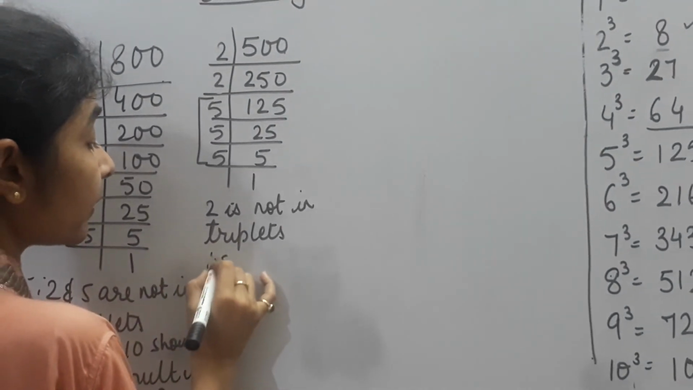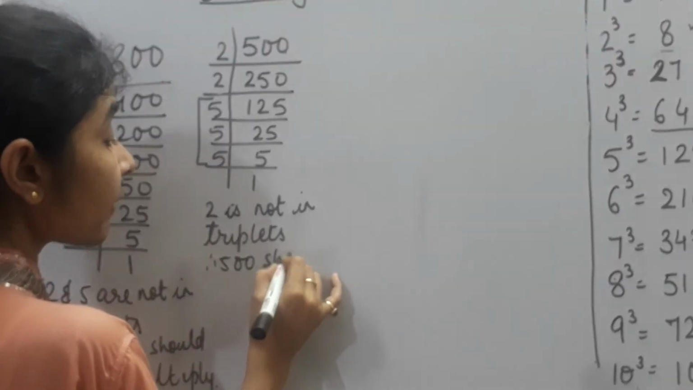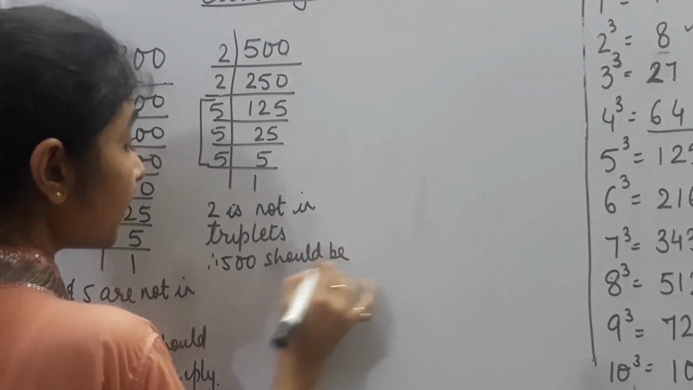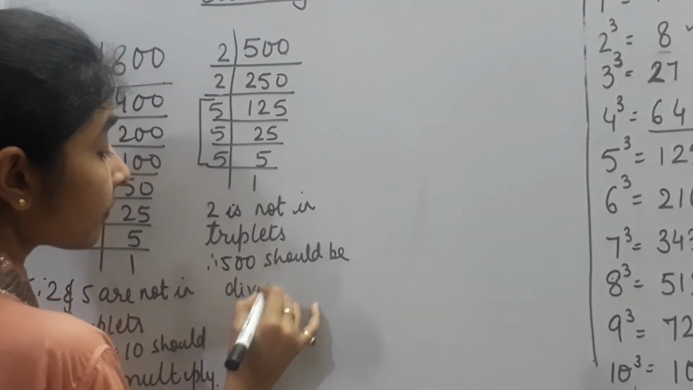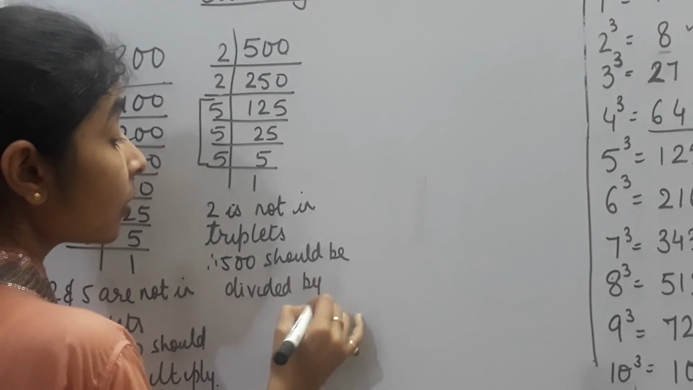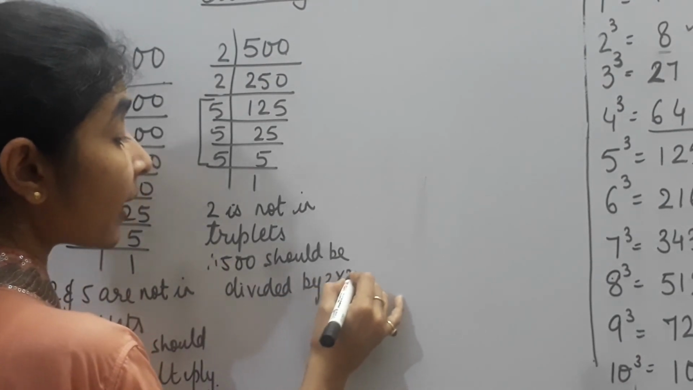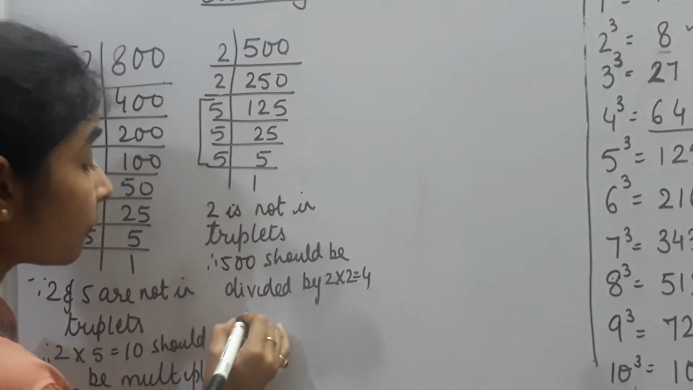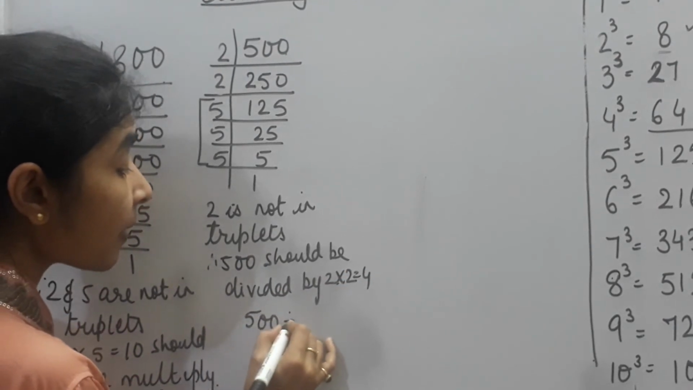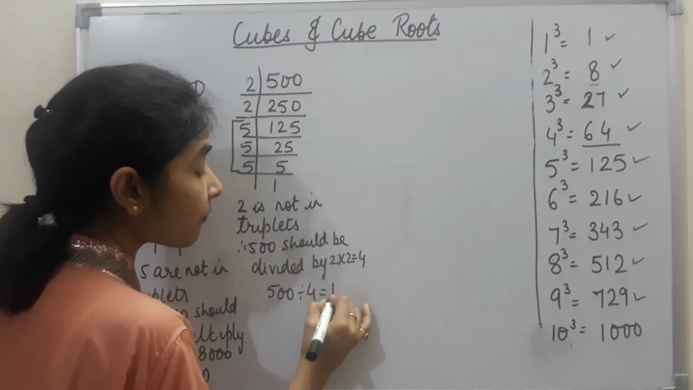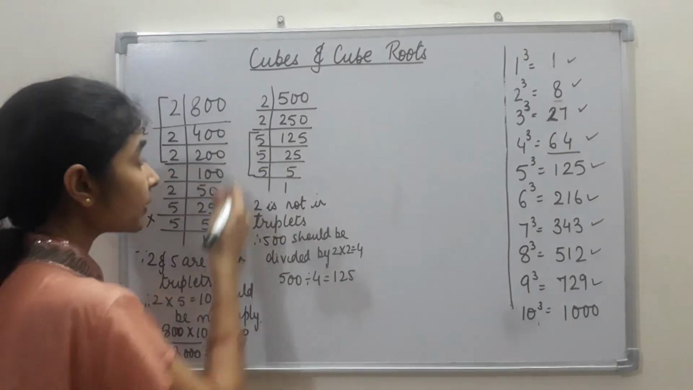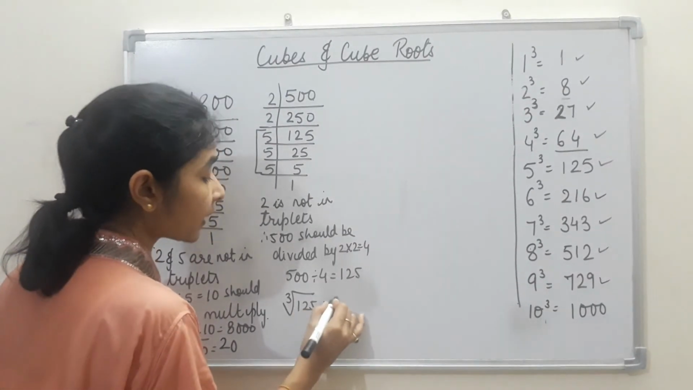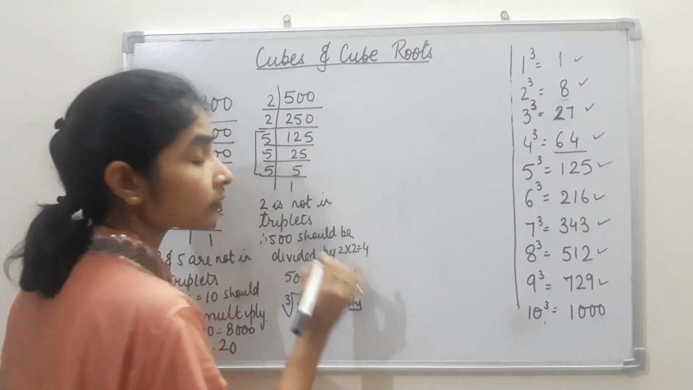Therefore, 500 should be divided by 2 into 2, that is equal to 4. Now, if we divide 500 by 4, what do we get? 125. And from here itself, we can observe that the cube root of 125 will be 5 then. That will be our answer.